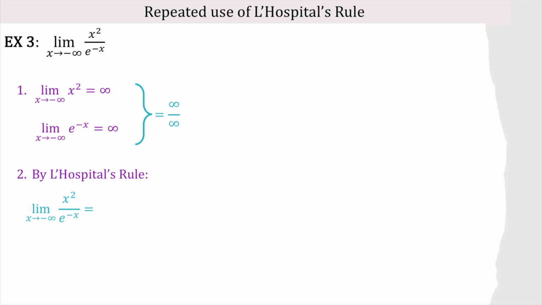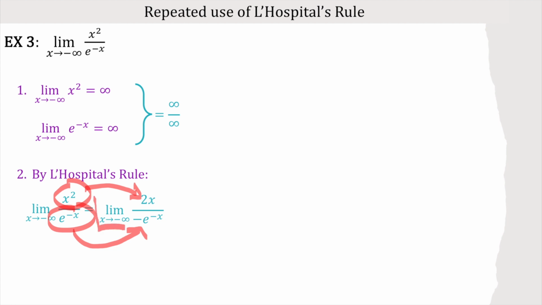Still using limit notation, we'll take the derivative of the top and put it over the derivative of the bottom. So x squared goes to 2x, e to the -x goes to -e to the -x. And please make sure you are rewriting that limit notation.